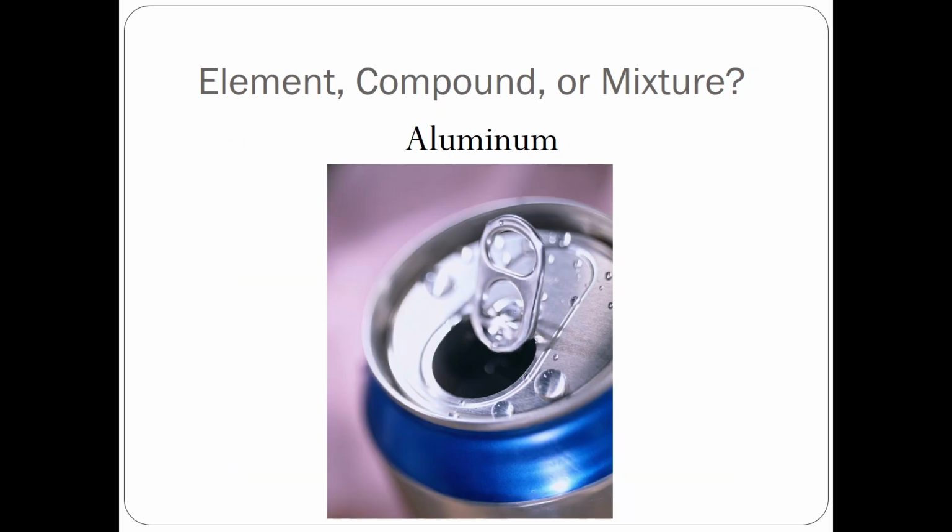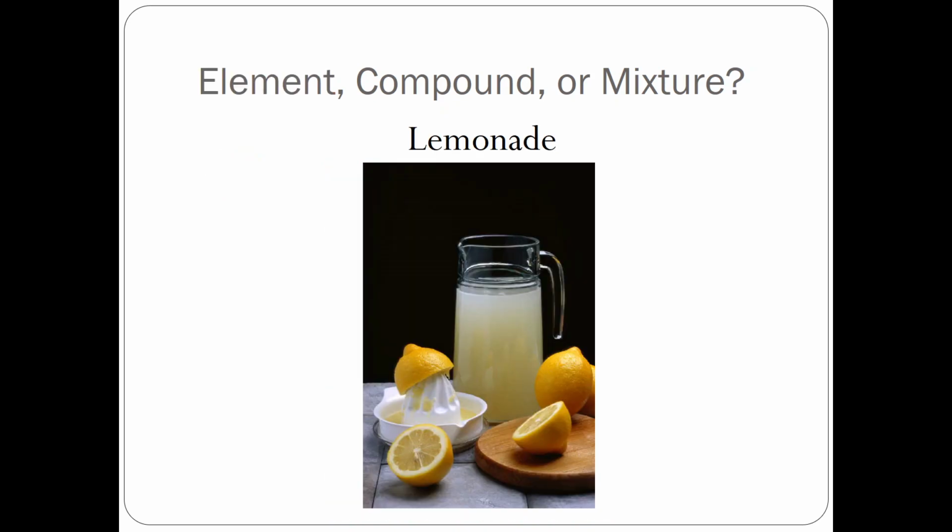Aluminum. Element. It depends on what kind of aluminum. It's a Coke can, so it's got the plastic. It's just showing you an example. Lemonade. Mixture. Usually you put sugar and other things in it, and also water. What about sugar-free lemonade?